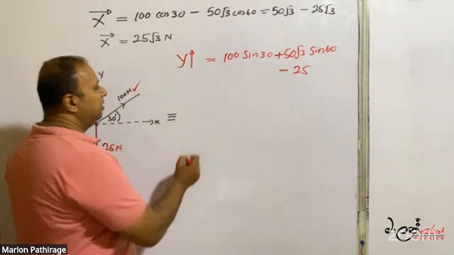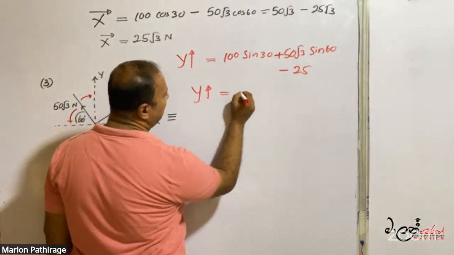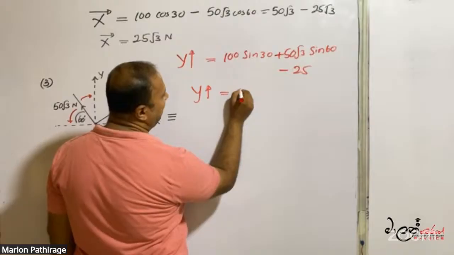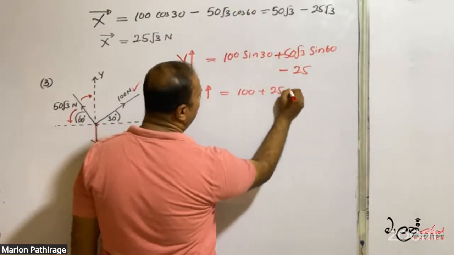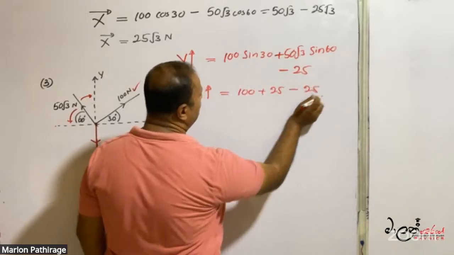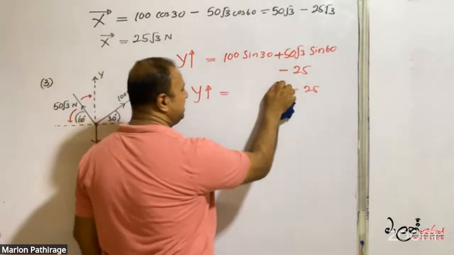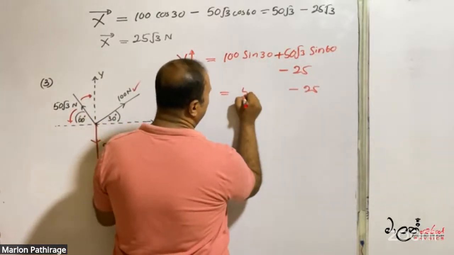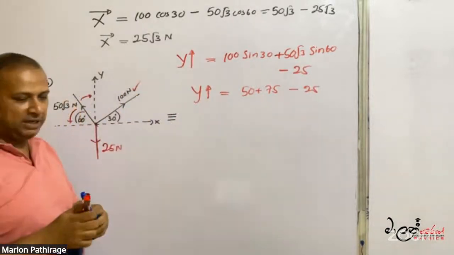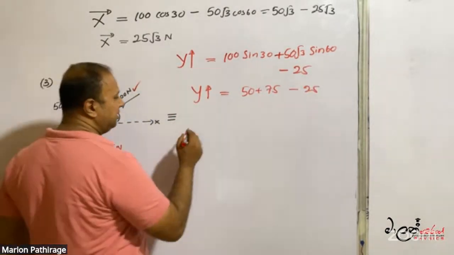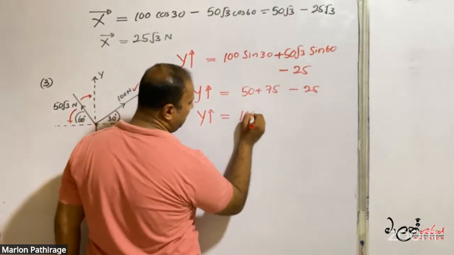Therefore, the answer is in upward direction here. 50 plus 75 minus 25. That means in upward direction there is a force of 100 Newton.